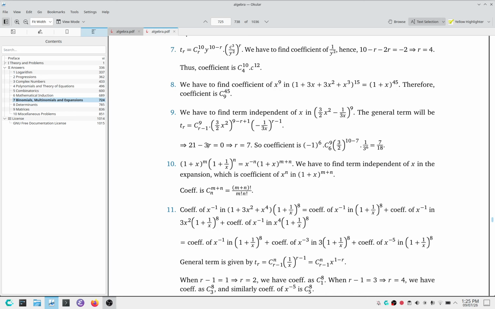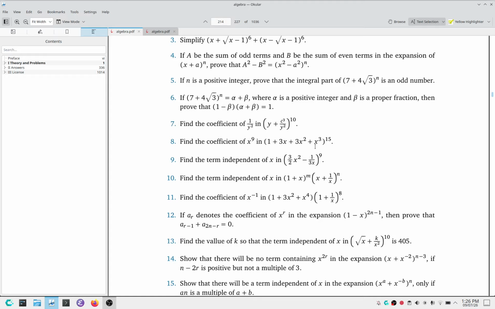So total will be 21 minus 3r is equal to 0 because the term is independent of x. So r is equal to 7 and coefficient is minus 1 to the power 6, 9C6, 3 by 2 raised to the power 10 minus 7 times 1 upon 3 to the power 6 is equal to 7 by 18.